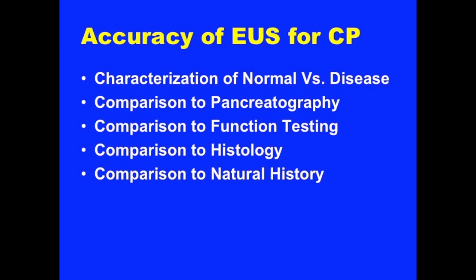When we're looking at EUS as a diagnostic test for chronic pancreatitis, we have to be able to know normal from abnormal. We have arguments over what is the gold standard, so we have to compare ourselves to pancreatography, function testing, histology, and of course natural history. What happens to those patients over time that EUS says is abnormal and the other tests do not?